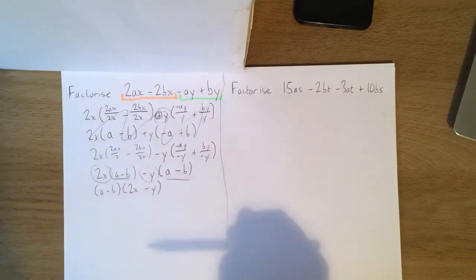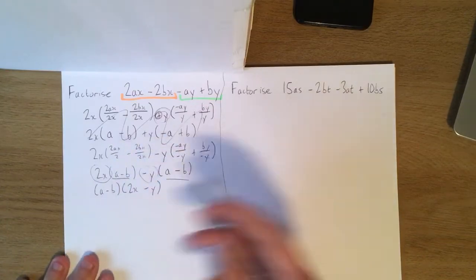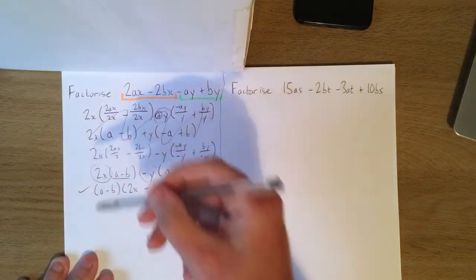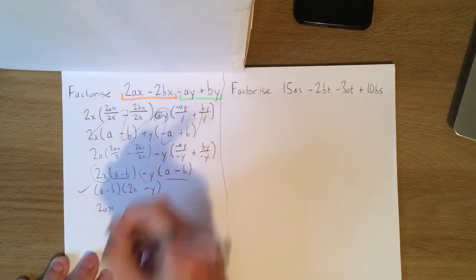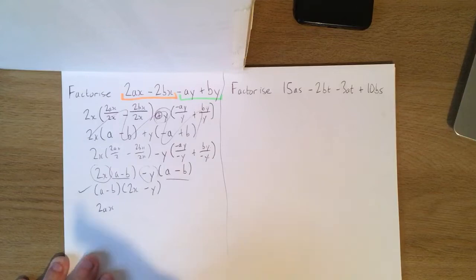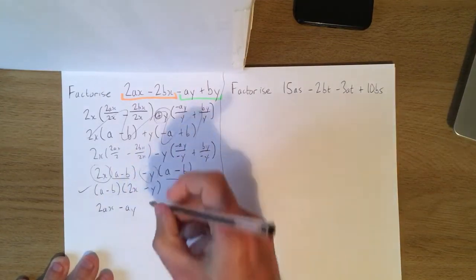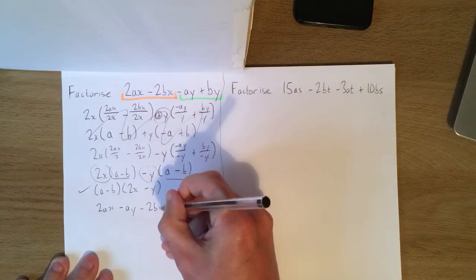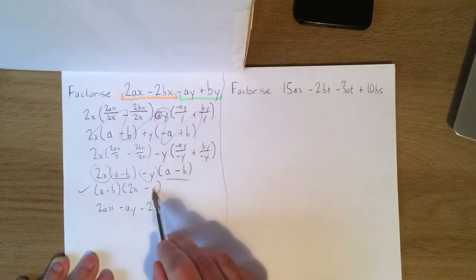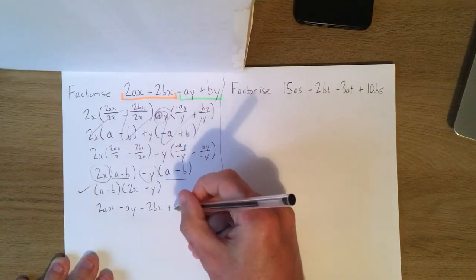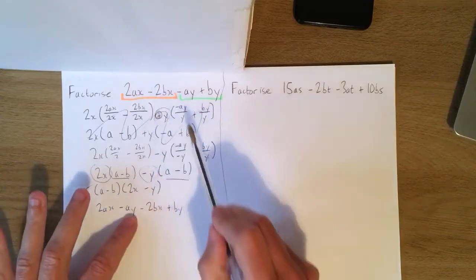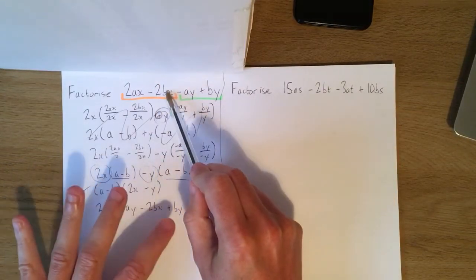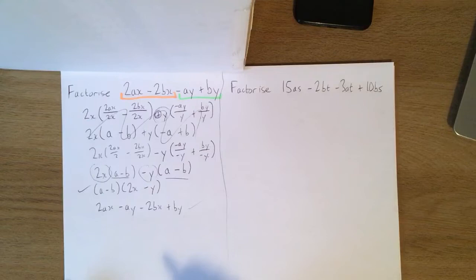If you're asked to check your answer, multiply it out to check your answer, do that. So this is the answer to factorising it. If I want to check that answer, a multiplied by x is 2ax. A multiplied by minus y is minus ay. Minus b multiplied by 2x is minus 2bx. Minus b by minus y, a minus by a minus is a plus. B by y is by. So 2ax minus ay minus 2bx plus by. Yes, I got it correct.